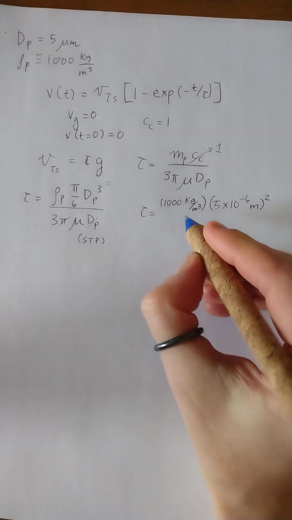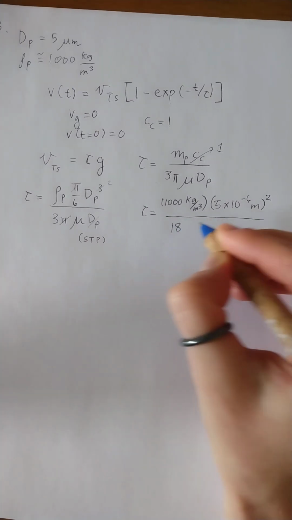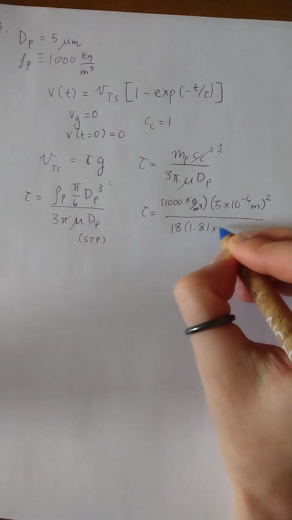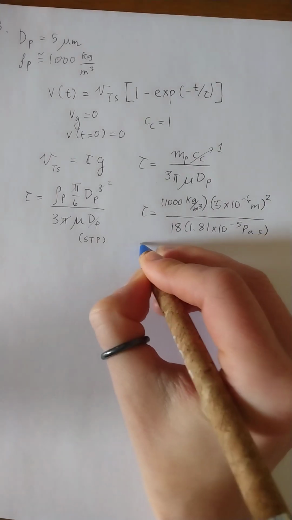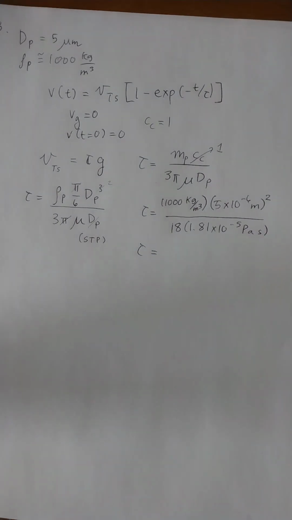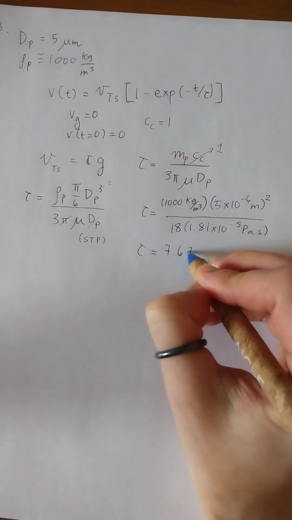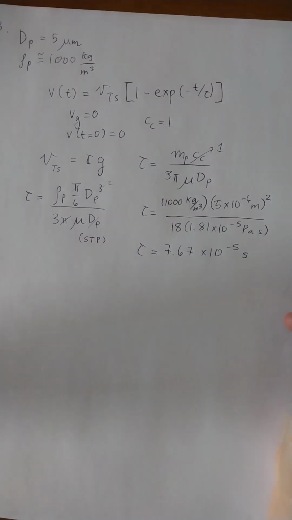So the density, the diameter squared, and then in the denominator, we have 18 times the viscosity of our fluid, which in this case is air. So then our relaxation time works out to be on the order of microseconds, 7.67 times 10 to the minus 5 seconds.